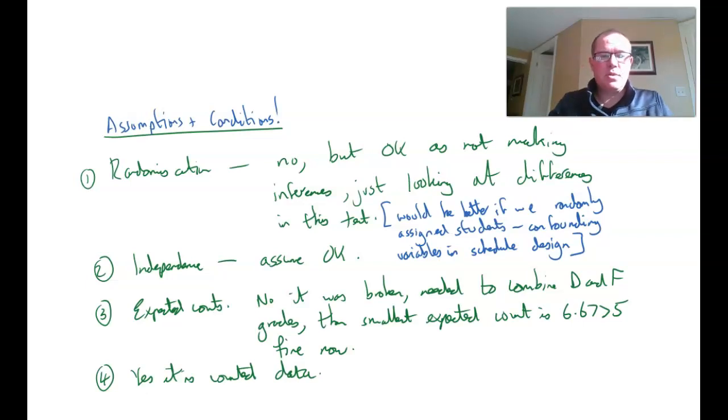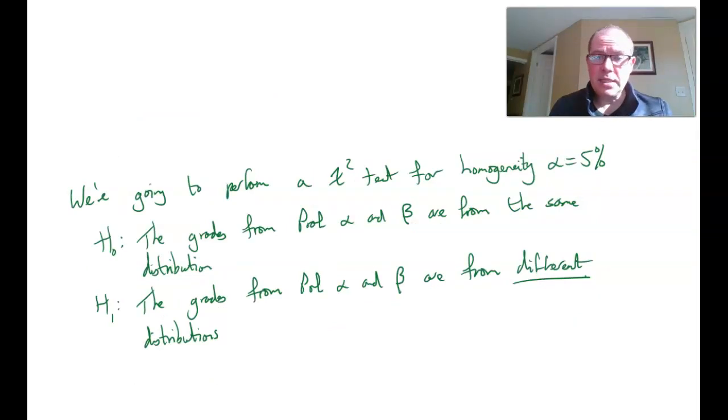So let's proceed with the mechanics. As always, in AP Statistics and good statistics practice, make sure you identify your test. So we're going to perform a chi-squared test for homogeneity, and we're going to set the alpha level at 5%. So our null hypothesis H0: the grades from Professor Alpha and Beta are from the same distribution. And H1: the grades from Professor Alpha and Beta are from different distributions.